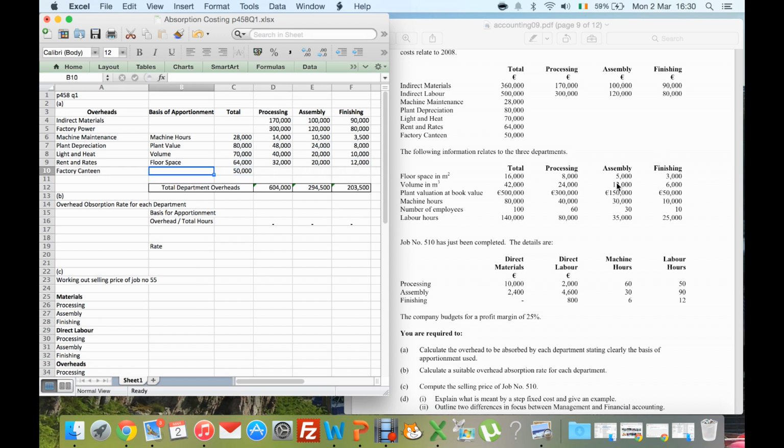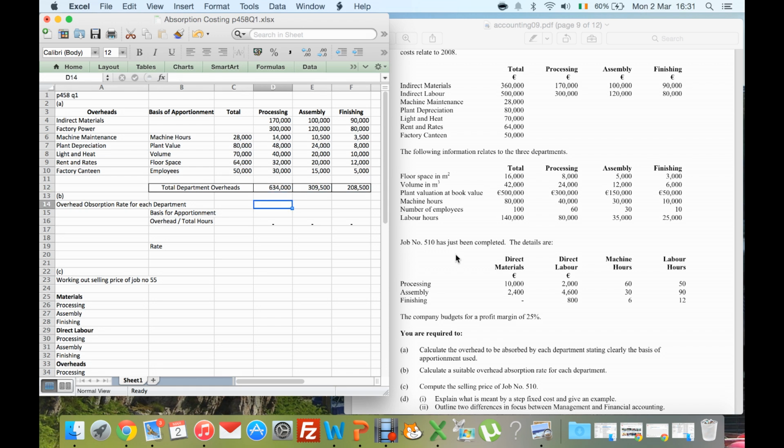And now factory canteen. I'll do that based on employees. So there's 60 employees, or 60% of all of the employees are in the processing department. So it'll be 50 times 60%. Then we have 30% and 10%. So it'll be 50 times 30% and 50 times 10%. So you get your total overheads.